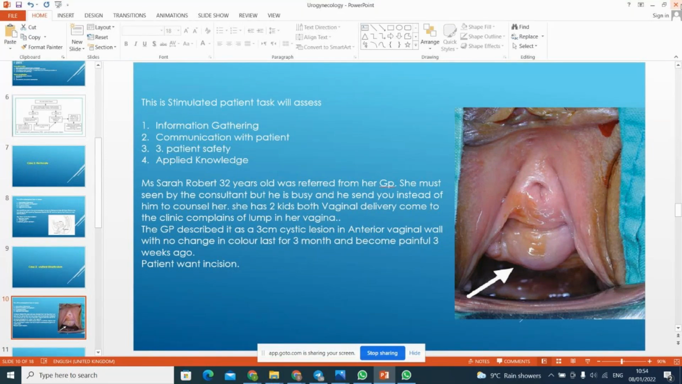I will discuss the case with the consultant and come back to you. For now, I give you an information leaflet to know more about this diverticulum, and I will fix an appointment with the consultant. Is that okay with you? Yeah. Thank you. Thanks for your time.